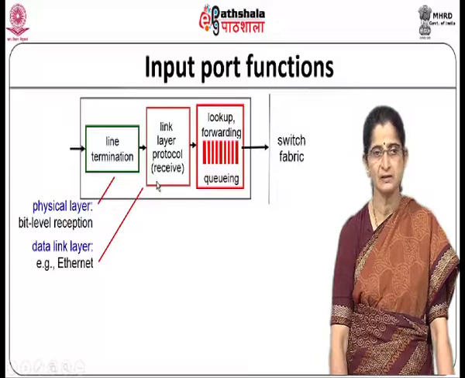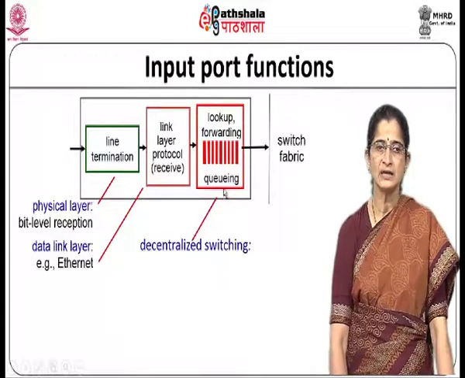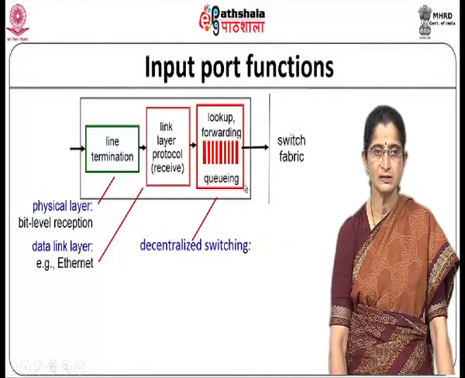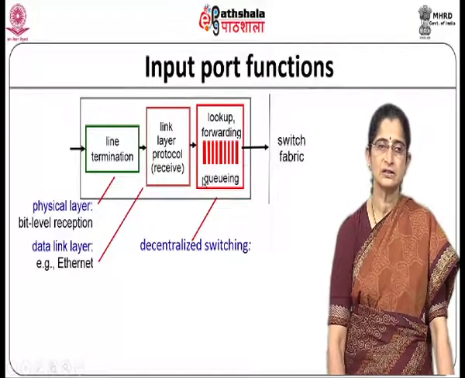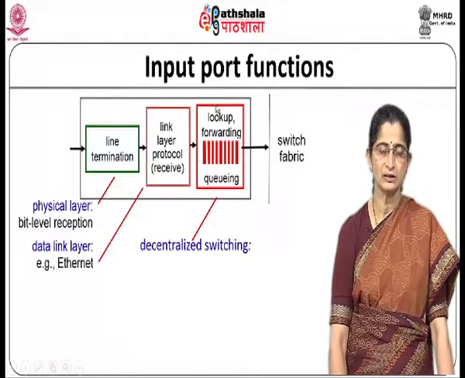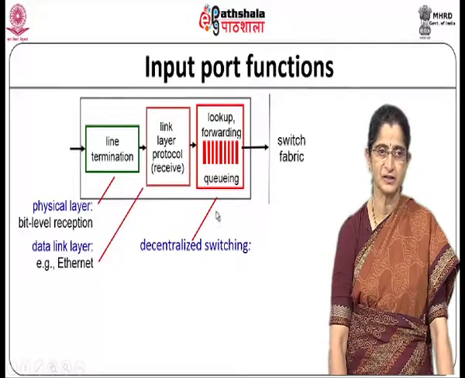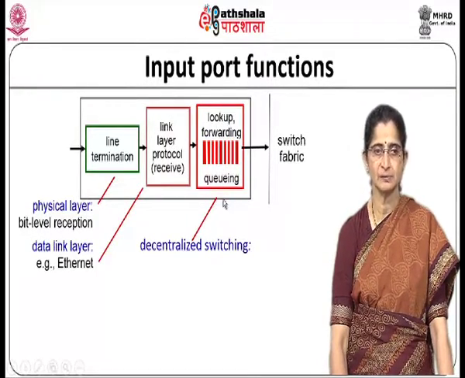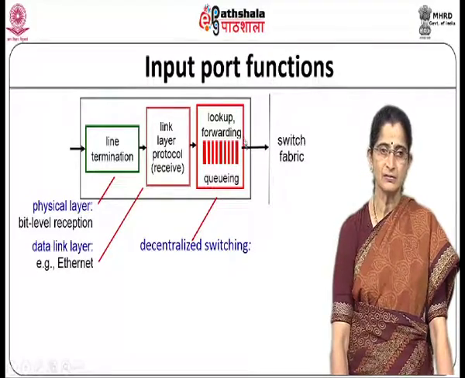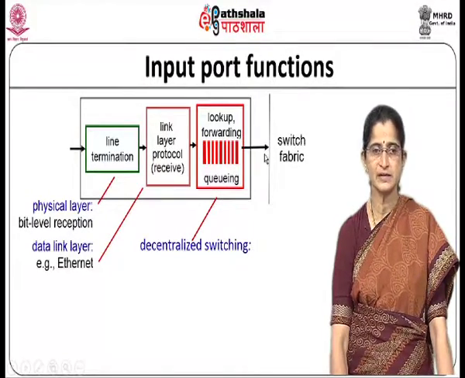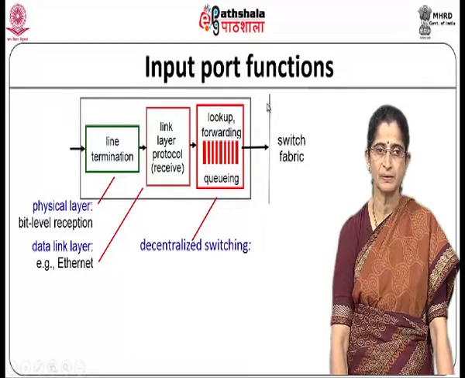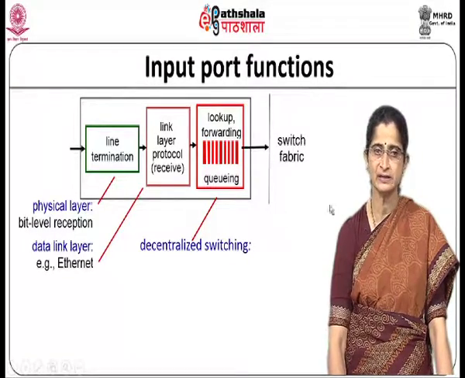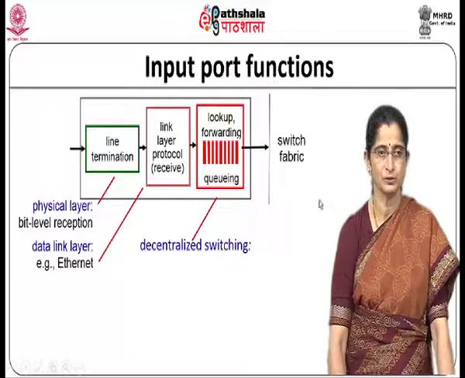This will be the second function at the input port, and the third part is the third layer, that is the IP or the network layer related function. So, you have lookup, forwarding, queuing are the various things that take place over here. And from here the packet will be sent to the switch fabric. And the switch fabric, remember, is the one that is used to interconnect the input ports and the output ports.